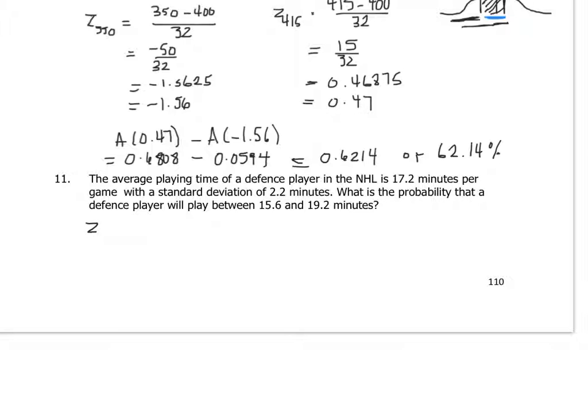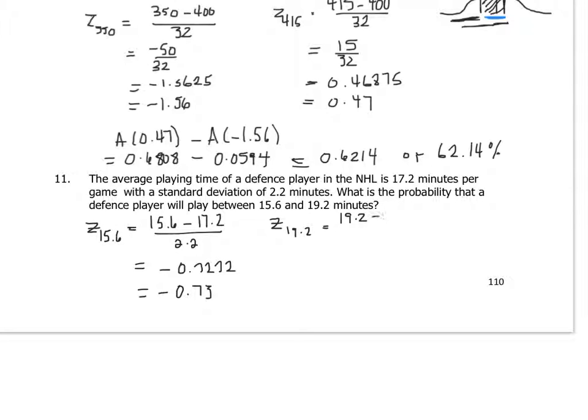You've got to find the z-score for 15.6 using your formula, data value minus the mean, 17.2, over the standard deviation, 2.2. That gives you 15.6 take away 17.2, divided by 2.2, which gives you negative 0.7278, and so on. To 2 decimal places, that would be negative 0.73.